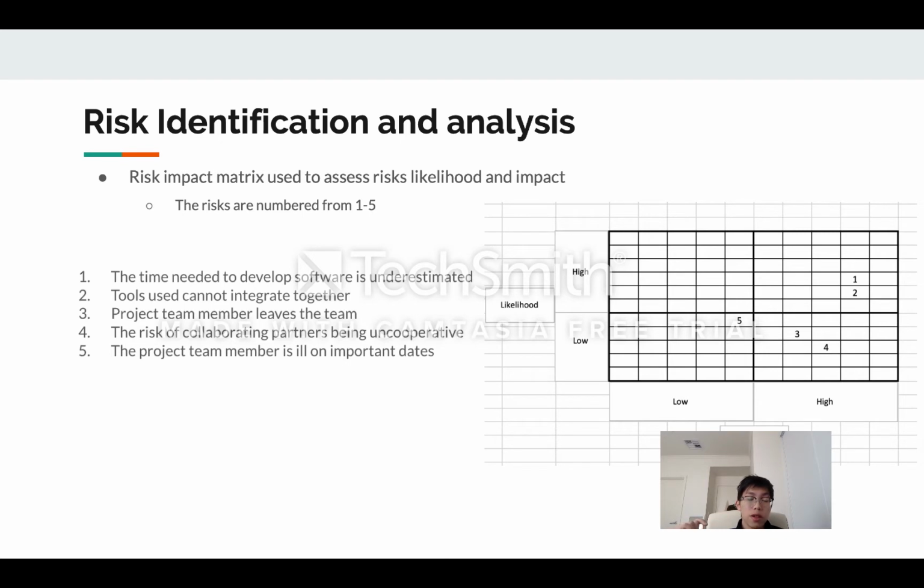We have used the risk impact matrix to assess the risk likelihood and impact. So the risks are numbered from 1 to 5 so that I can place the risk in the risk impact matrix. Also, the risks are allocated into the risk impact matrix based on the effect on objectives of each risk. And the stakeholders are all involved through meetings on the risk assessment.